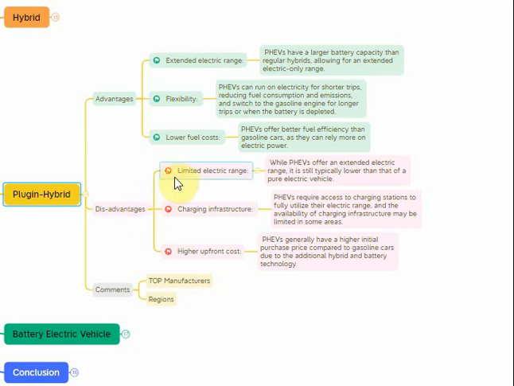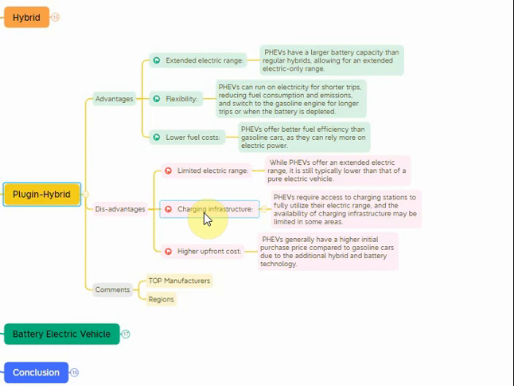Disadvantages: the electric range. The plug-in hybrid offers extended range, but it's still typically lower than a pure electric vehicle because it has to deal with a dual system. Charging infrastructure: it requires charging infrastructure to get these charges. Meaning, if you are on the move, you need to be able to charge your vehicle, and if this is not available, this can be a disadvantage.